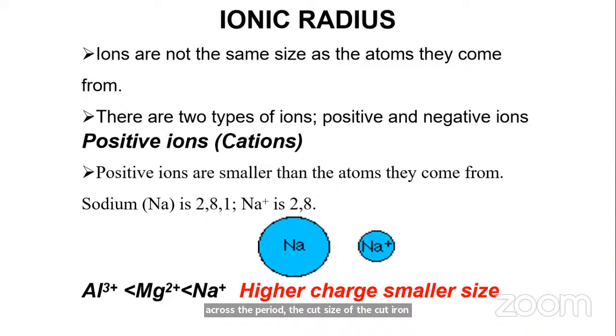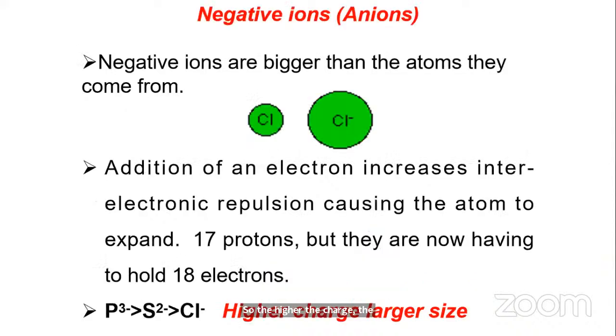So the higher the charge, the smaller the size of the cation. Now the anion, which is a negative charge. The negatively charged ions are bigger than the atoms from which they come. That is because in the formation of a negative charge, we are adding electrons to the electronic shell.